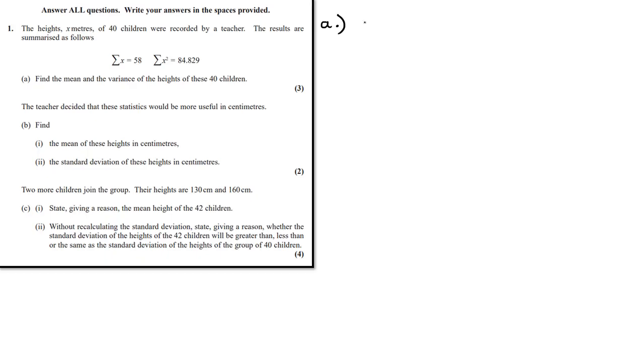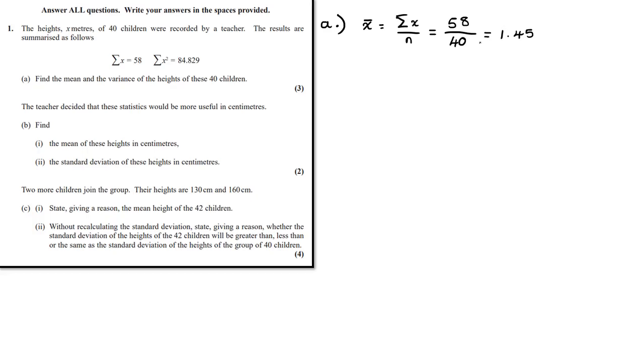For the mean, because we're looking at a sample, this will be x bar, the sample mean. The formulas are in the formula book, but they're pretty straightforward to remember. For the sample mean, x bar, that's just sigma x divided by n. Sigma x is given to us here, so that's 58. And n is just the sample size. We're looking at a sample of 40 children, so we divide by 40. 58 divided by 40, put that into your calculator, and you should get 1.45. So that's the mean.